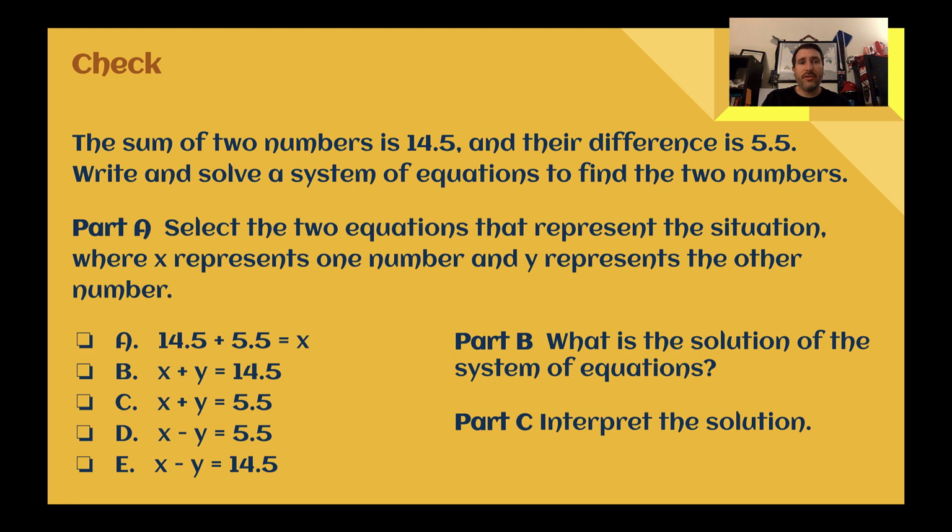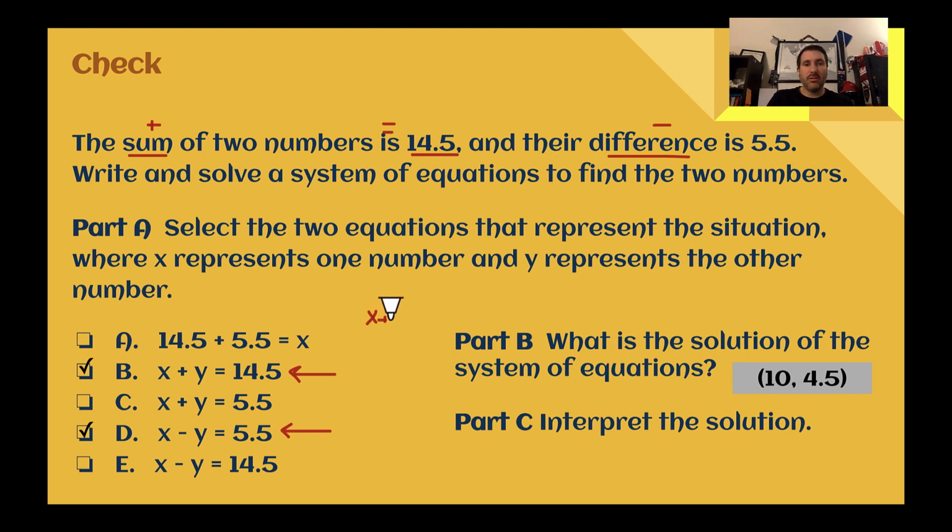Check your answer. First, for part A, which two equations represent the situation, with x being one number and y being the other? We need to say the sum, so that's your adding part. If we add the two numbers, we get 14.5. There's that equation right there. Their difference, so subtracting them, is 5.5. There's our equation there. What is the solution? You should have found that the two numbers are 10 and 4.5.